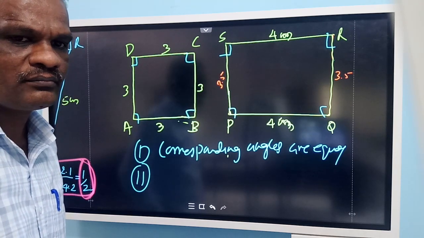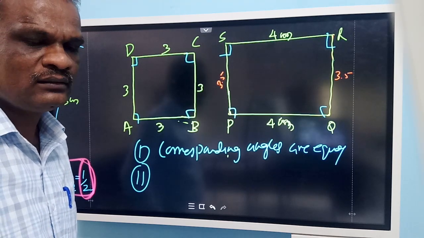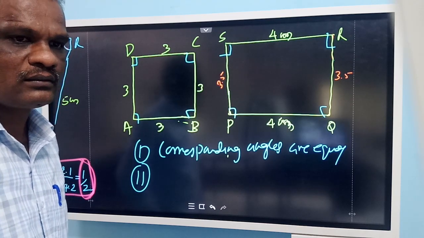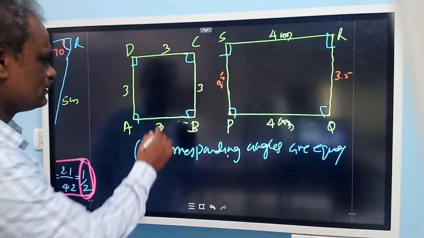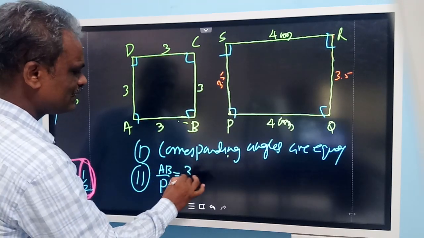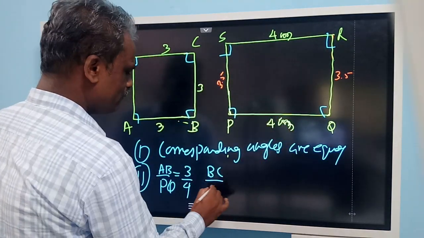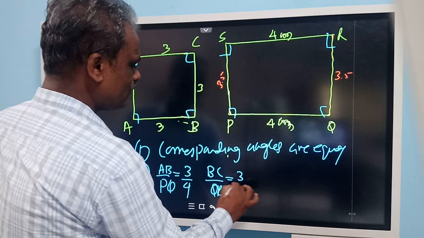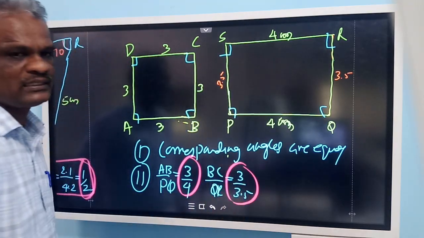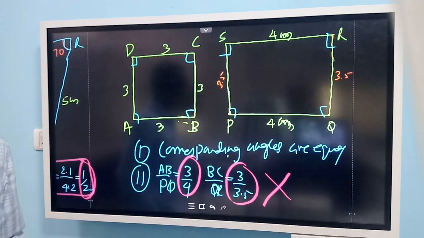Check it. Similar? Corresponding sides AB by PQ, they are getting 3 by 4. Come to BC by QR, they are getting 3 by 3.5. See, look at this, this is 3 by 4, this is 3 by 3.5. So the second condition is not satisfied, these two are not similar.